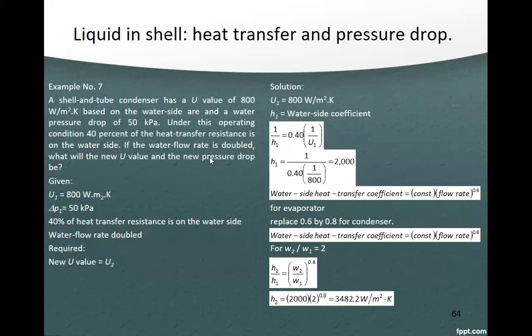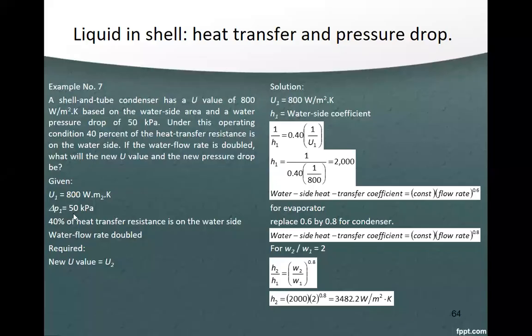So example number 7. A shell and tube condenser has a U value of 800 watts per meter squared Kelvin based on the water side area and a water pressure drop of 50 kilopascal. Under this operating condition, 40% of the heat transfer resistance is on the water side. If the water flow is doubled, what will be the new U value and the new pressure drop?